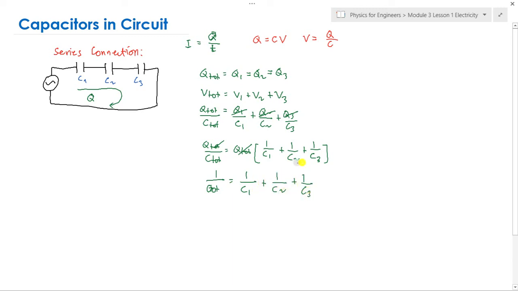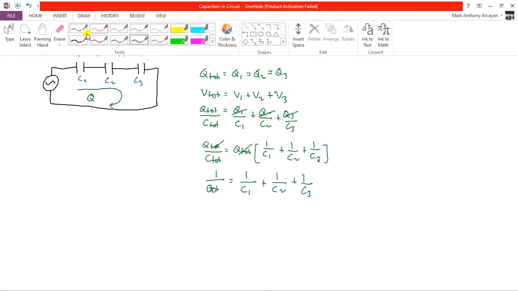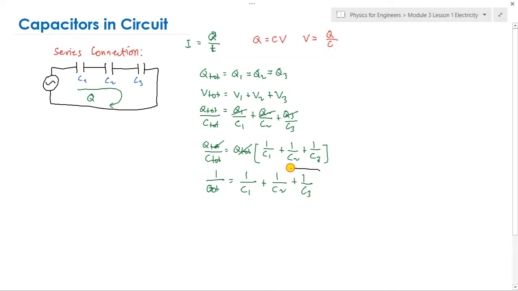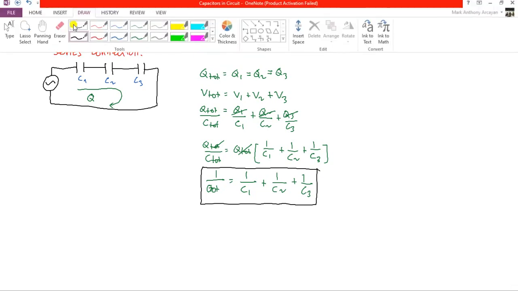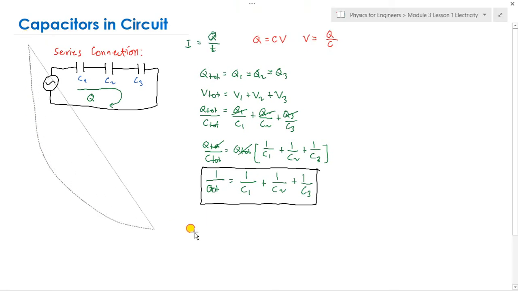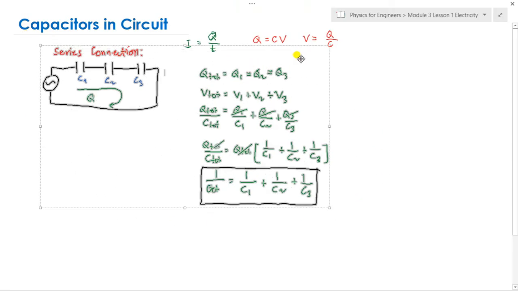As you notice, class, capacitors arranged in series behave like resistors arranged in parallel, right? Inverse. So you have to remember that for capacitors. That is for capacitors in series. Now let's jump to capacitors in parallel connection.